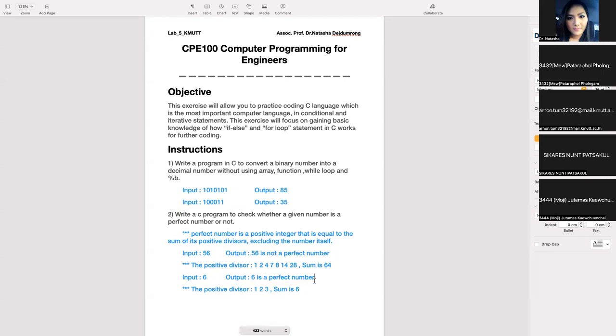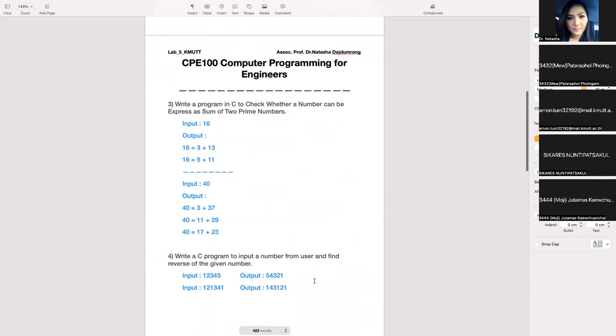Okay. The third question is a little bit harder. It is about prime numbers, and I would like you to show me the result of the sum of two prime numbers that make the input number. What I mean is that you input 16 and you give me every pair that sums to the input number, and both have to be prime numbers. So 16 can be summed up by 3 and 13. Both of them are prime numbers. And also 16 can be summed up by 5 and 11, and both of them are prime numbers.